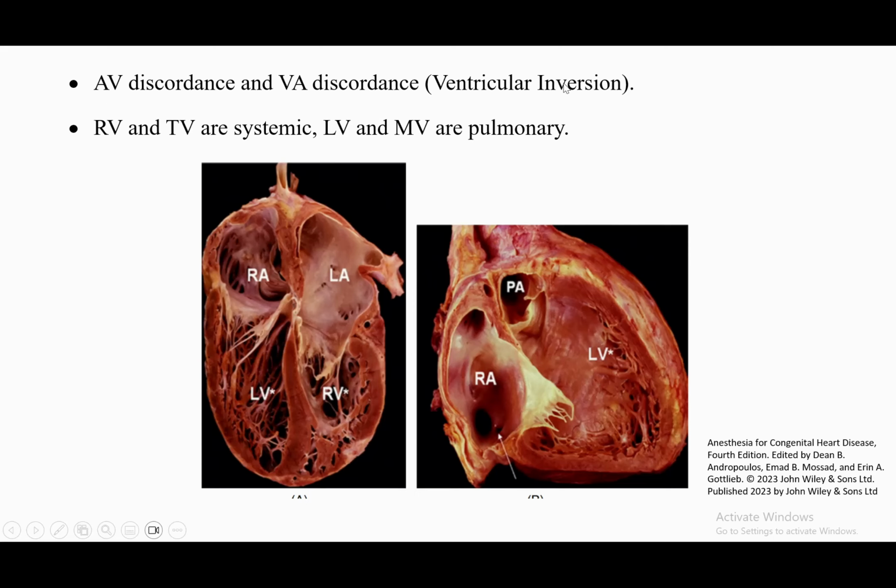Sometimes it's called ventricular inversion, so that the left atrium opens into the right ventricle and then to the aorta, and the right atrium opens into the left ventricle and then to the pulmonaries. So right atrium, left ventricle, pulmonaries. The RV and tricuspid valve are systemic, and the LV and mitral valve are pulmonary.